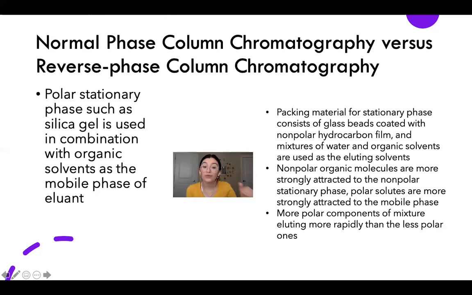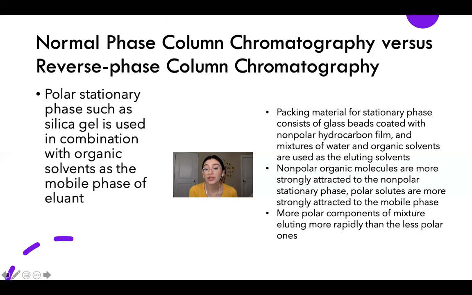Now, the reverse phase is literally the opposite. Packing material for the stationary phase consists of glass beads coated with a non-polar hydrocarbon film. For normal phase, we would have a polar stationary phase. For reverse, we now have a non-polar stationary phase. Mixtures of water and organic solvents are used as eluting solvents. Non-polar organic molecules are more strongly attracted to the non-polar stationary phase. In normal phase, polar would be attracted to polar.